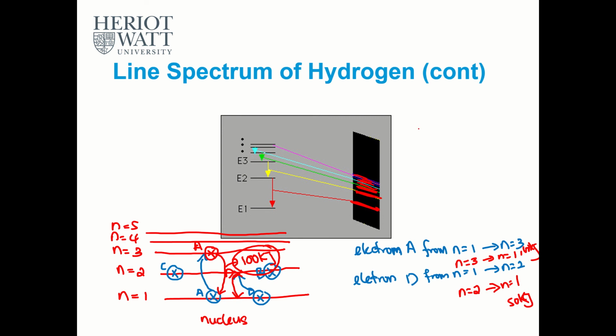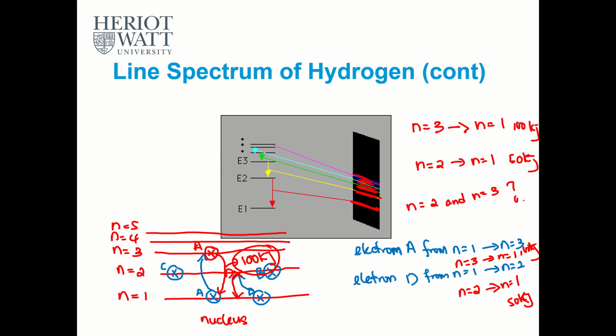So now, from n equals 3 to n equals 1 is 100 kilojoules. From n equals 2 to n equals 1 is 50 kilojoules. Right? So what is the energy difference between n equals 2 and n equals 3? What's the energy difference here? Can we calculate it based on the existing data?